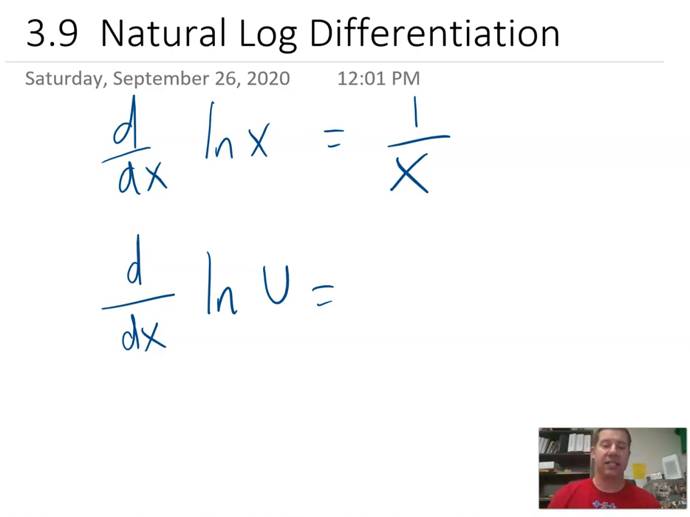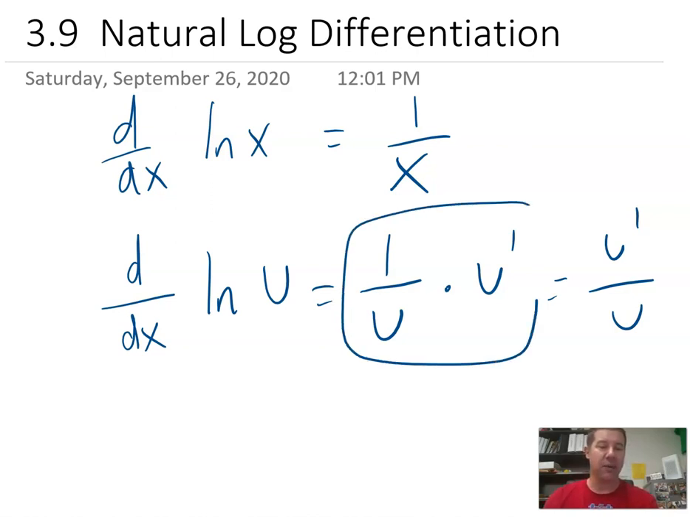Another way to look at this is if u is some function, the derivative of ln of u is 1 over u times the derivative of the inside, u prime. Or you'll frequently see this as u prime over u. However, I always stick with this thought right here. If I can take the derivative of ln, it's 1 over that thing times the derivative of the inside, applying the chain rule. Okay, so just have that down and memorized.